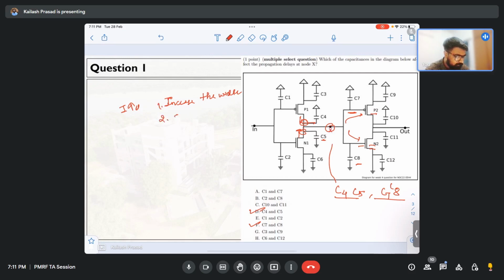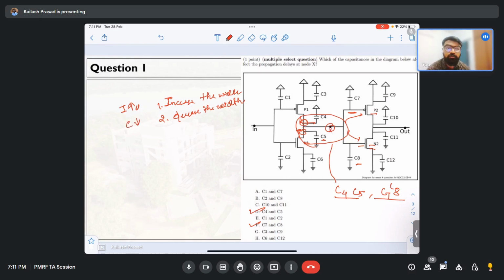The second argument was to decrease the width of the transistor. And what was the logical reasoning behind that? If you decrease the width of the transistor, what happens? The parasitic capacitances actually decrease, right? Because these capacitances are directly proportional to the width of the transistor. Okay, so that was the argument. So the capacitance will go down.